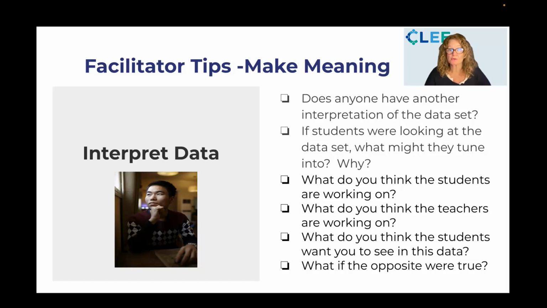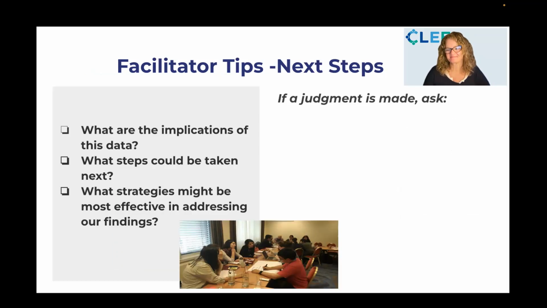After spending time surfacing various interpretations of the data, we begin to move into Section 3. That is where we start thinking about our future work, the implications for our future work, and next steps. In this section, the facilitator invites the group to consider implications and brainstorm possible next steps while connecting their ideas back to the data. The facilitator can do this by asking, what are the implications of this data? What steps could be taken next? What strategies might be most effective in addressing our findings?